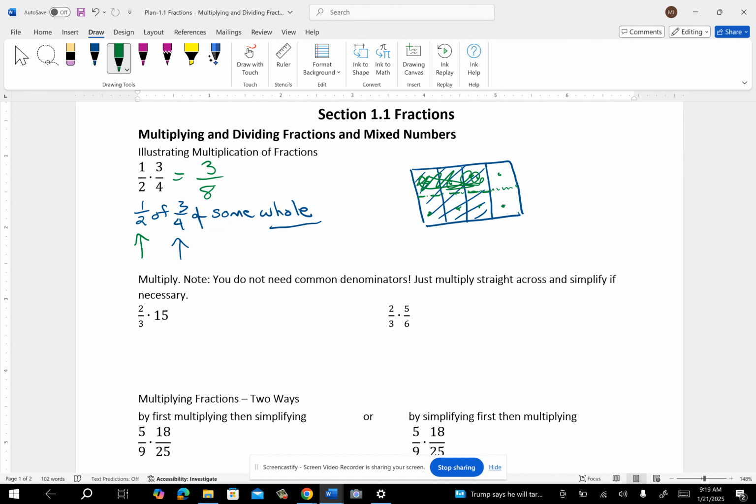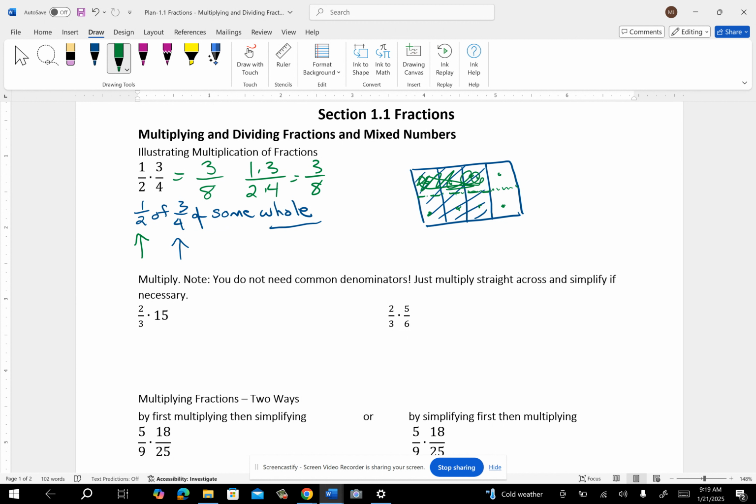Now, notice when you're looking back at the original problem, 1/2 times 3/4, that we could get that by just taking 1 times 3 and taking 2 times 4. Well, it turns out that's exactly what the algorithm for multiplying fractions does. You just multiply straight across and then make sure that you simplify if necessary.